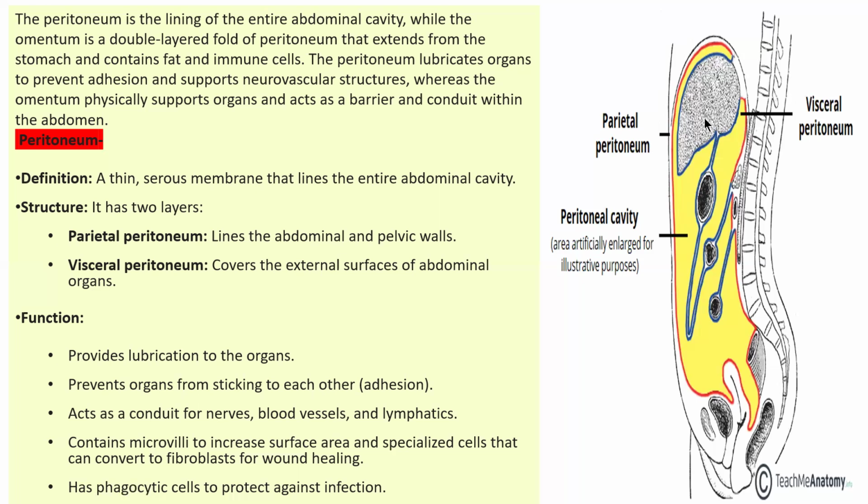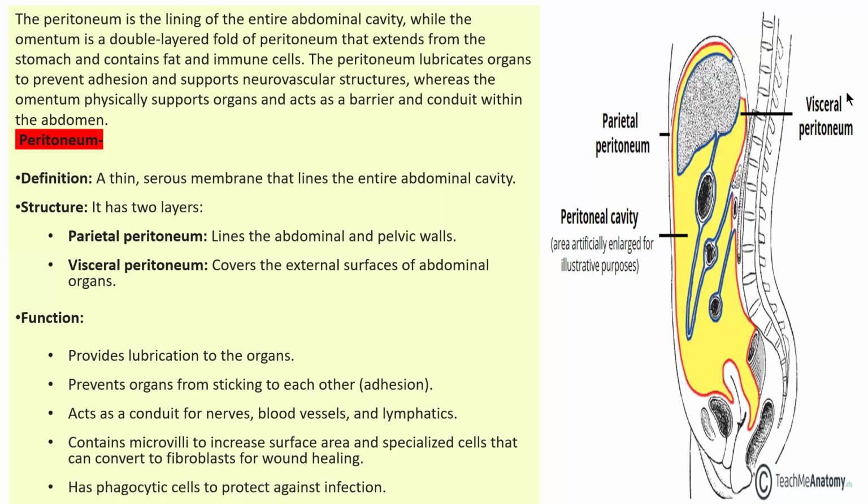Visceral covers the external surface of abdominal organs. So peritoneum function provides lubrication, prevents organs from sticking to one another, and acts as a conduit, which means a path for nerves, blood vessels, and lymph vessels.